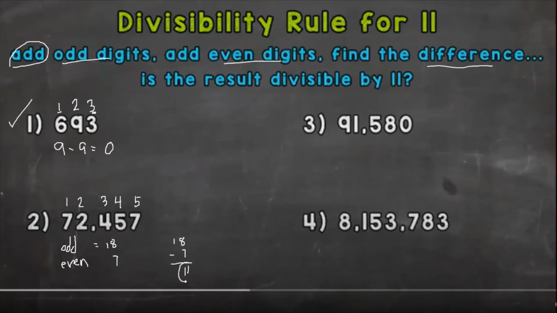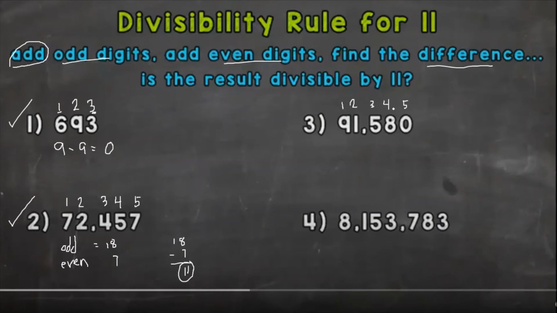Now, can 11 be divided by 11, or is it divisible by 11? The answer is yes. So it means that 72,457 is divisible by 11. Okay, now let us proceed to our next example, number 3. Again, we're going to number our digits here. So this will become the 1st, the 2nd, the 3rd, the 4th, and the 5th.